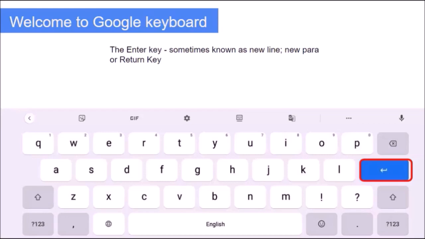There we've got the enter key. So that's the new line key. When you're typing and you need a new line, a new paragraph, you can just tap on that key and it will bring you down onto the next line.